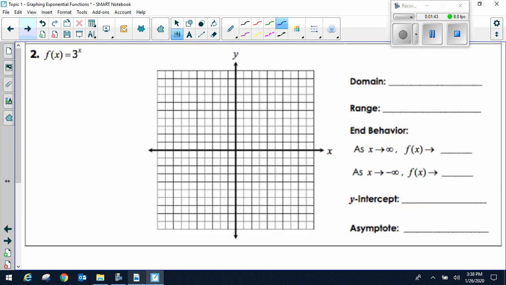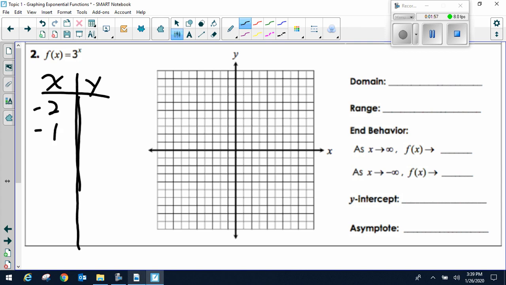and do some examples. And the best way to do these, honestly, is by making yourself an XY table. Okay? So let's go and make an XY table. Okay, and the points you're going to choose typically are going to be like -2, -1, 0, 1, and 2.